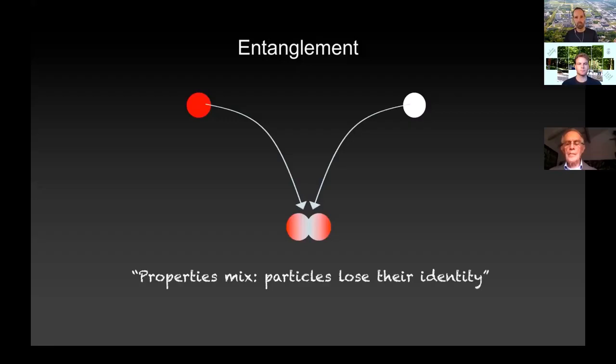says that the properties of these particles can start to mix. And they mix in a very peculiar way. Namely, they mix in such a way that if I look at only one of the particles, I cannot say what color this particle has. In fact, it doesn't have a color of its own anymore. The only thing that is now defined after this interaction is the color of the particles jointly, and that is still one part red and one part white. But individually, the particles have basically lost their color identity.